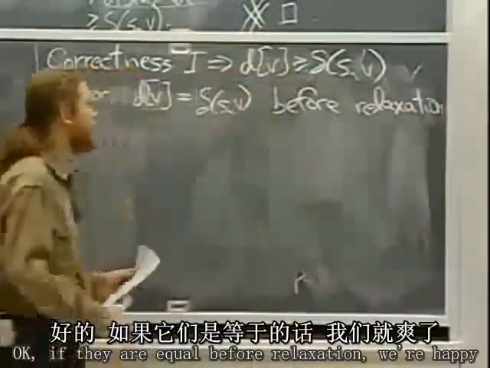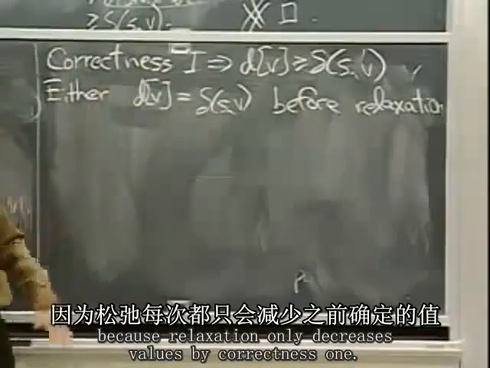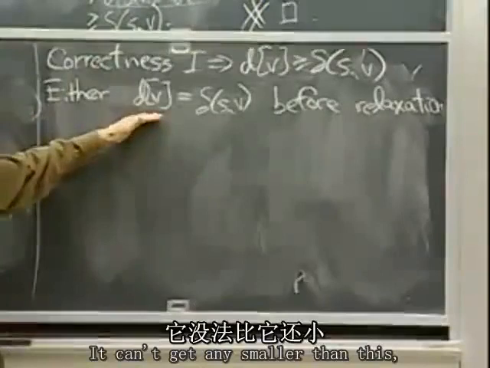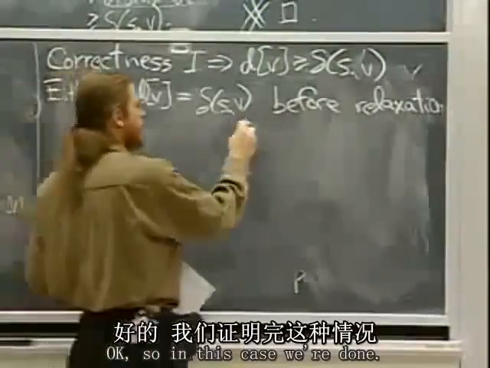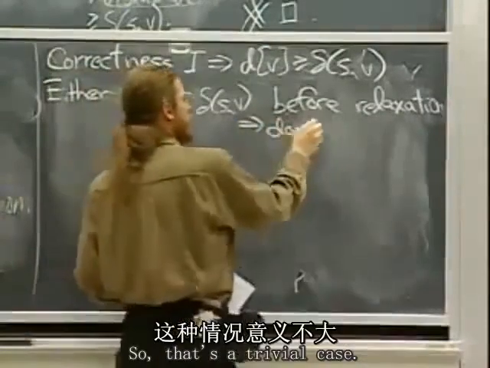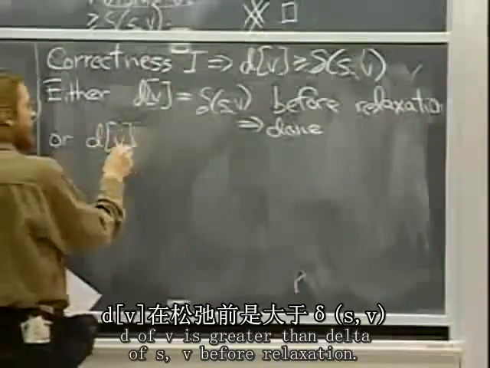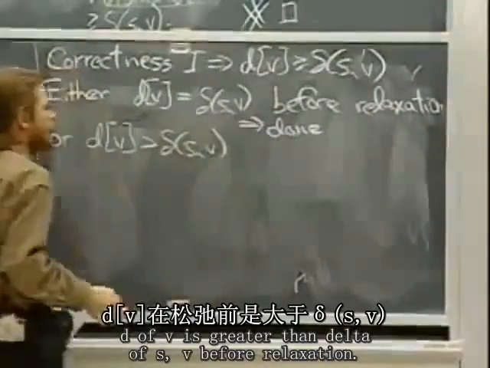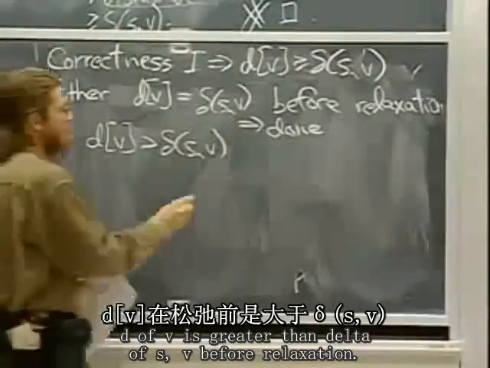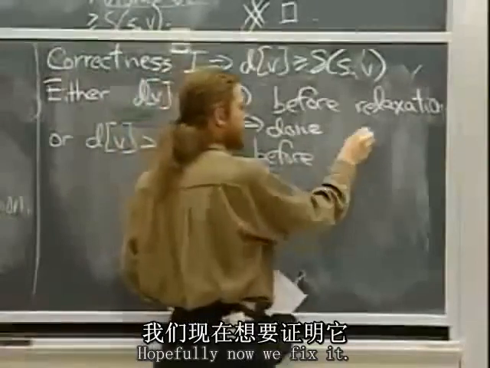If they're equal before relaxation, we're happy, because relaxation only decreases values by correctness 1 and can't get any smaller than this. So after relaxation, it will also be equal. So in this case, we're done. That's a trivial case. So let's now suppose that d of v is greater than delta of s comma v before relaxation. That's perfectly valid. Hopefully now we fix it.